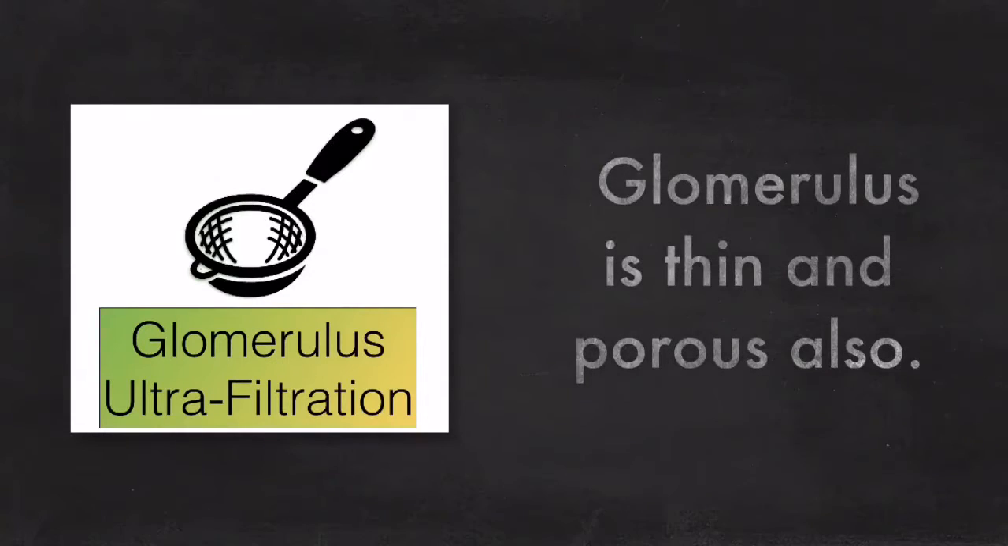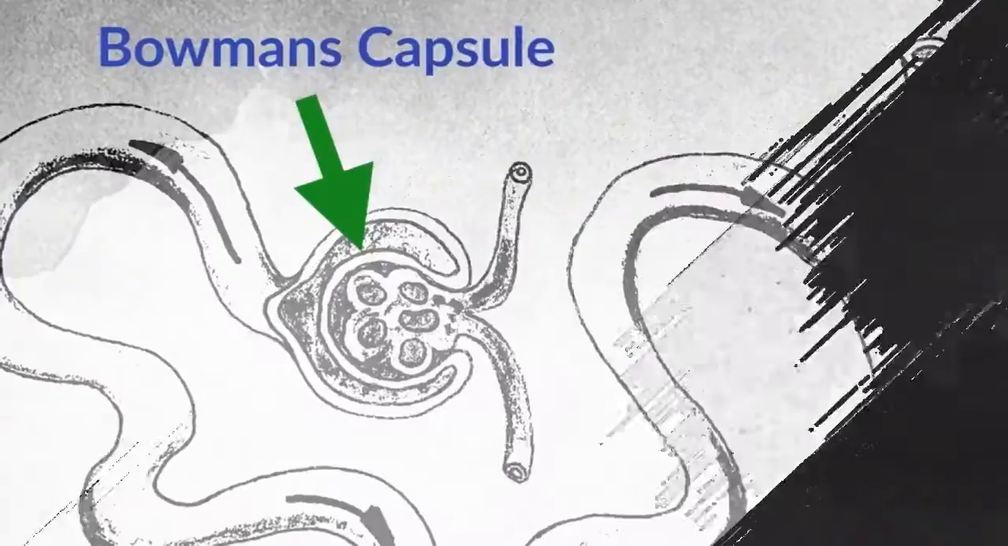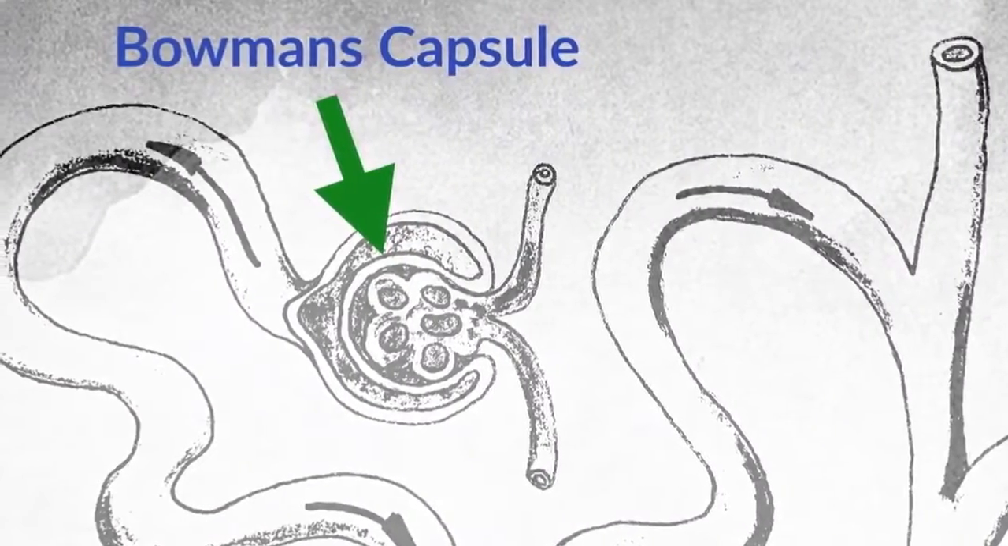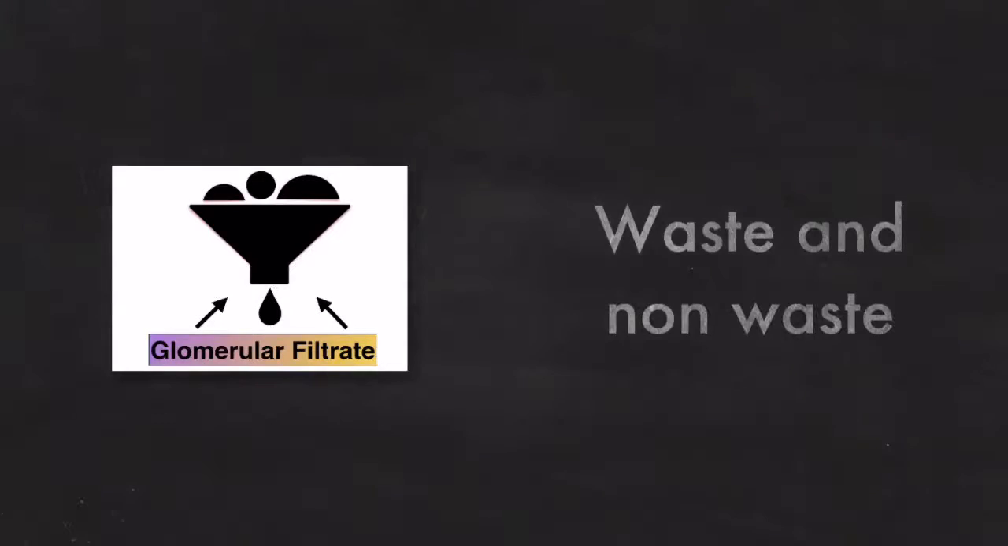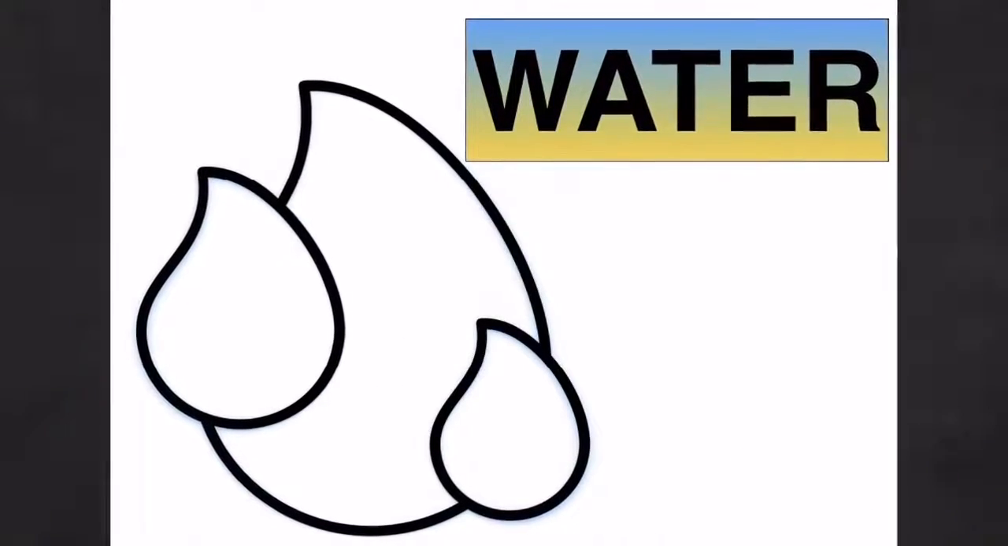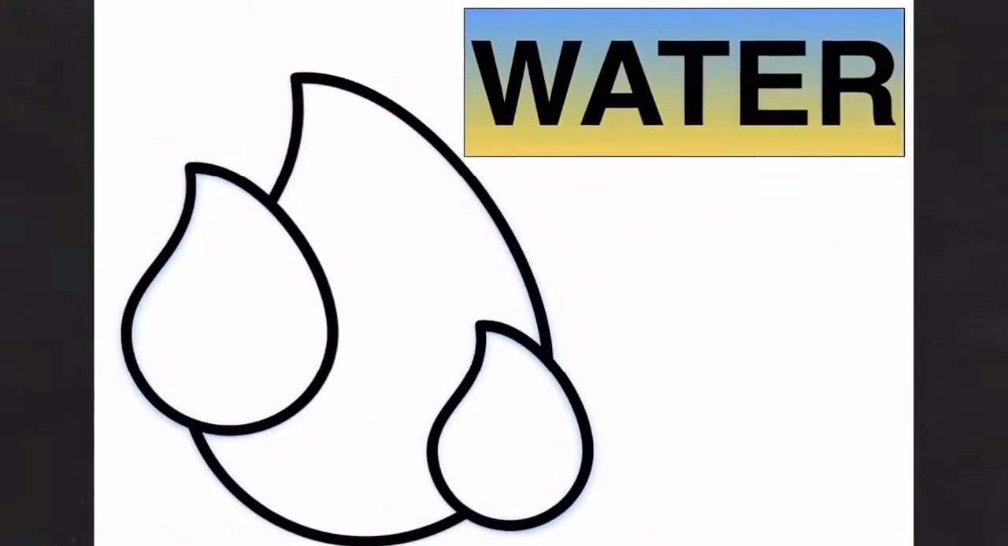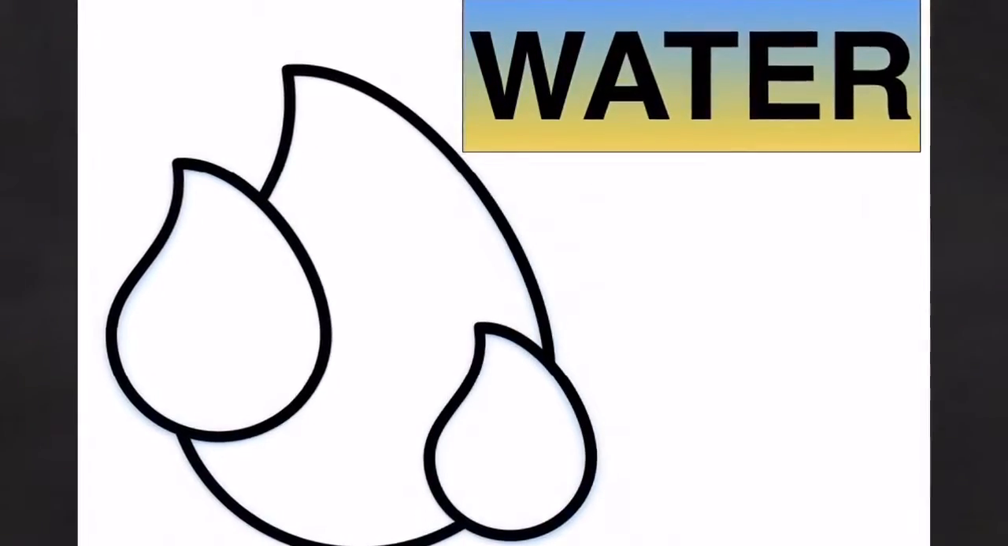So ultrafiltration is taking place in the glomerulus. It's to do with this increase in pressure, and also because the walls of the glomerulus are very thin and very porous. Many substances are therefore forced out of the glomerulus and drop into Bowman's capsule. The glomerular filtrate contains a lot of waste material, but it also contains a lot of useful substances which the body needs back. Glomerular filtrate contains a lot of water, and most of this is needed back by the body, so it needs to be reabsorbed.